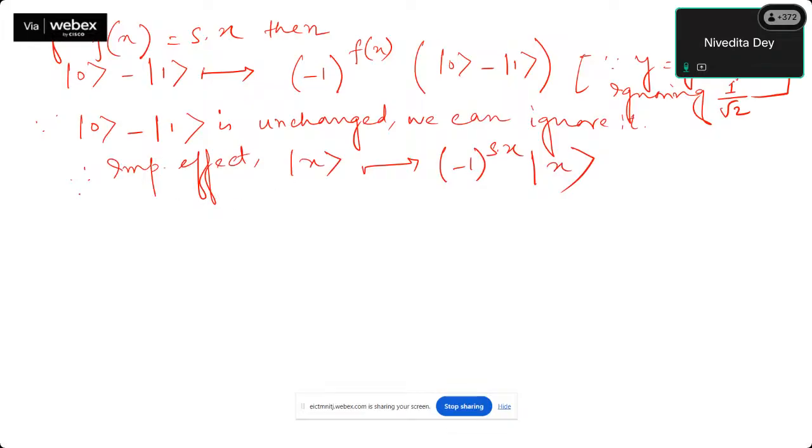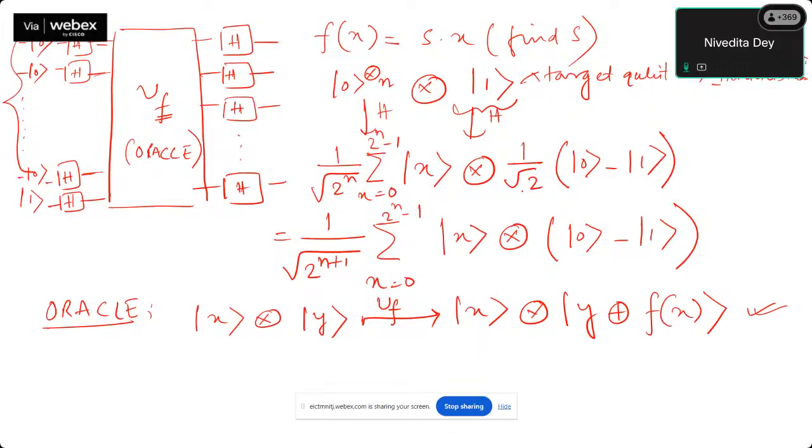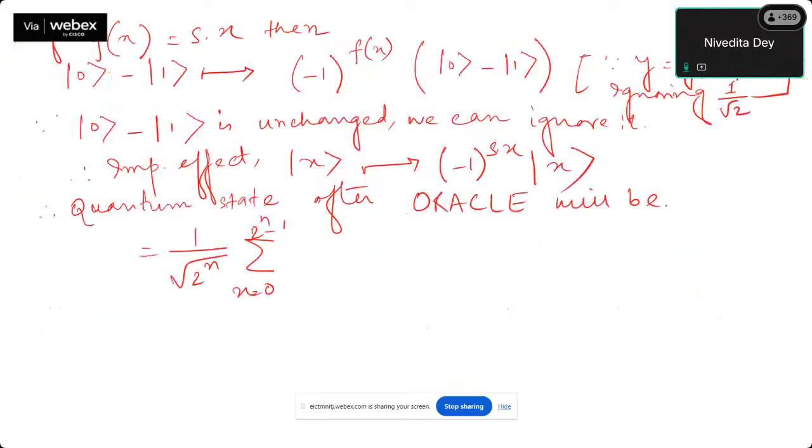So the quantum state after the oracle will be what? 1 by root over 2 to the power n into the sum over x equals 0 to 2 to the power n minus 1. Whatever I had initially, this entire thing, right? After the oracle, the ket 0 minus ket 1 we will not introduce, but we will be introducing this thing into ket x.